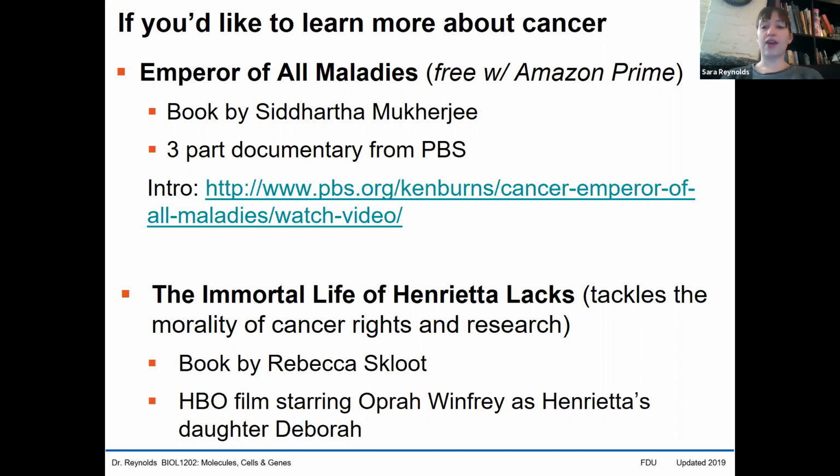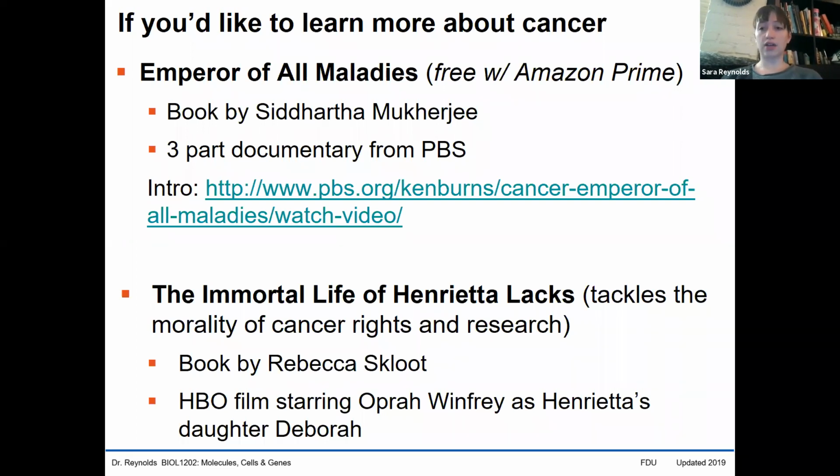The Immortal Life of Henrietta Lacks is a case in point. This tackles the morality of cancer rights and research. Henrietta Lacks was a woman who had ovarian cancer, and she unfortunately perished of her disease. But prior to her death, we took cells from her cancer, and those cells are still growing and dividing in labs all over the world. I personally have used cells that were descendant from Henrietta Lacks' cancer many times in my own research, and yet her family has never seen a penny from all of the good that it's done.